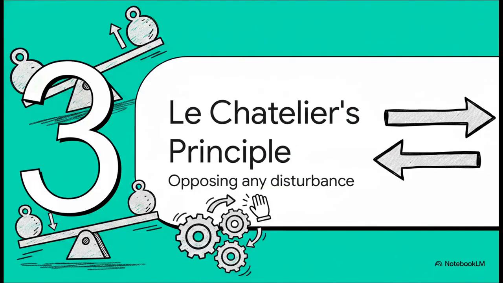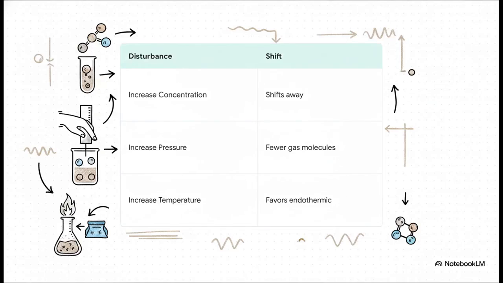Section 3. Le Chatelier's principle explained. This principle is essentially the universe's way of maintaining balance. If you push the system, it pushes back. Let's look at the exact cause and effect rules for these disturbances. If you increase the concentration of a substance, the system shifts away from it to use it up. If you increase the pressure, it shifts to the side with fewer gas molecules to relieve that pressure. And if you crank up the heat by increasing the temperature, it favors the endothermic direction, which is the side that absorbs that extra heat.